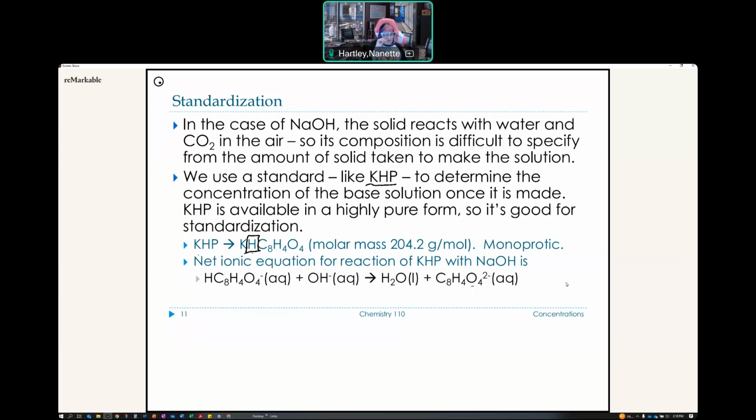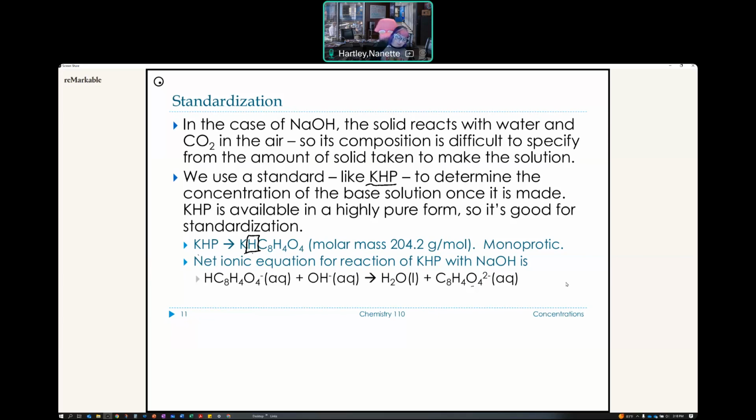NaOH, when it's sitting in a container, can react with CO2 from the atmosphere, and that changes its composition within that container. And so it can be difficult to know exactly what we're dealing with when we go and make that solution. It may not be exactly the composition that we think it is. And that's why we have to standardize. Okay. So some things are reactive as they sit in the atmosphere. And so we have to make sure that we know what we're dealing with. So we react the NaOH against the KHP to make sure we know what its concentration is at the time we're using it. So we standardize it first.